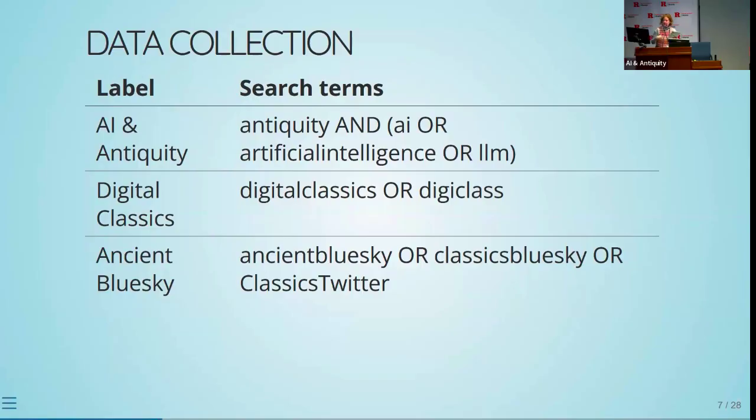And then for digital classics, I used just the string digital classics. I eventually noticed that a lot of users in the UK and Europe are using digiclass, so I added that one. And then ancient blue sky is mainly just straight up classicists and classics fans. So there's no digital or AI inflection there. It's mainly just fans of classical studies and classical culture.